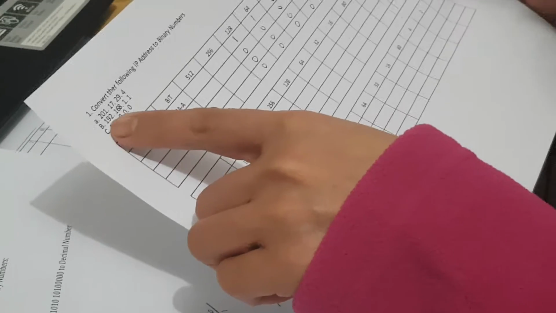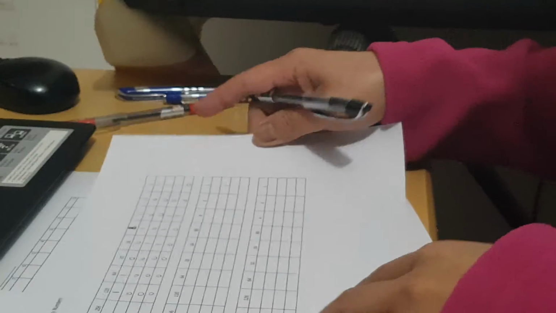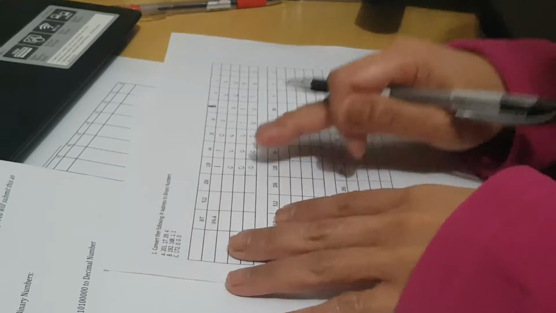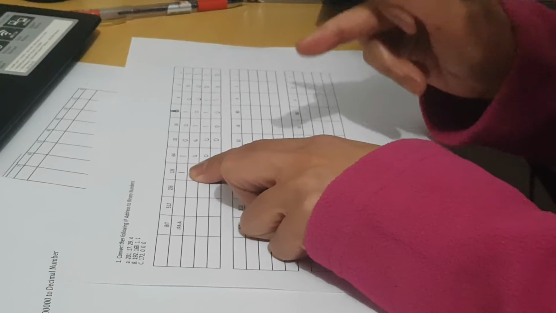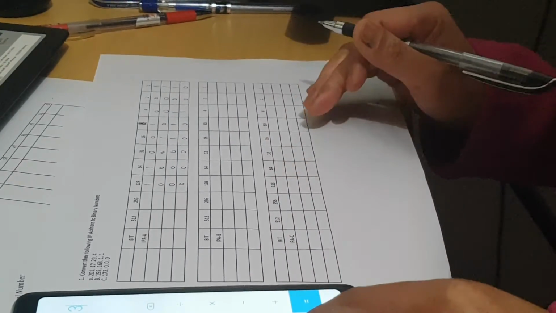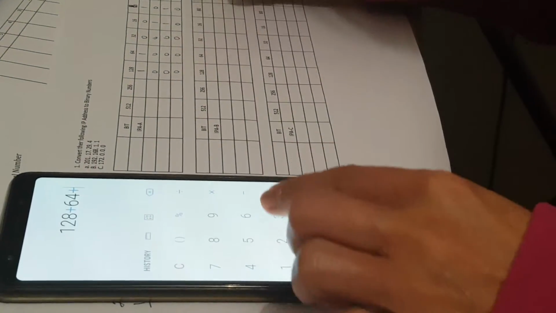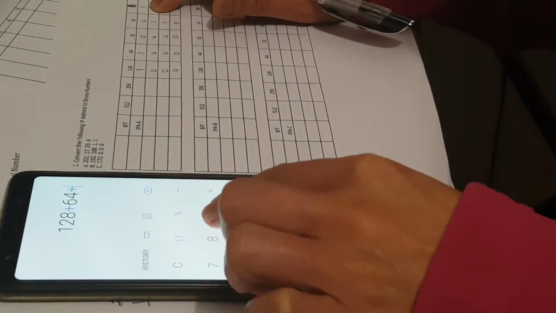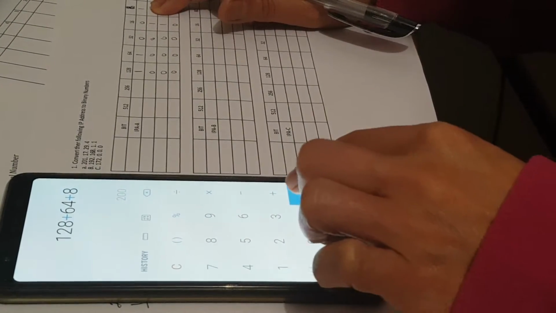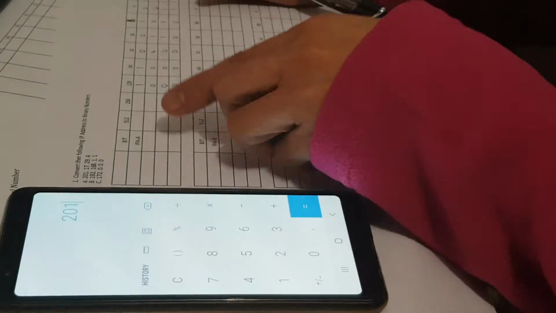Now this is the binary number of IP address 201.17.29.4. So I need to add the bytes that have bits. So 128 plus 64 plus 8 plus 1. So this is 201. The answer is 201. This is correct.